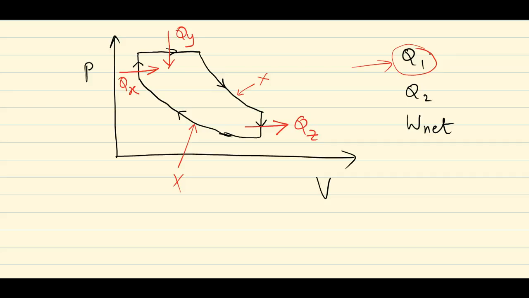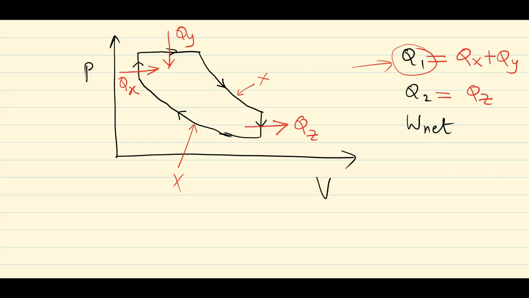Now Q1 is the total heat which is supplied to the gas during the entire cycle, so obviously it's going to be Qx plus Qy, and Q2 is the total heat which is extracted from the gas during the cycle, so obviously that's going to be Qz. So this is where you find Q1 and Q2 in the thermodynamic cycle diagram drawn for a heat engine.